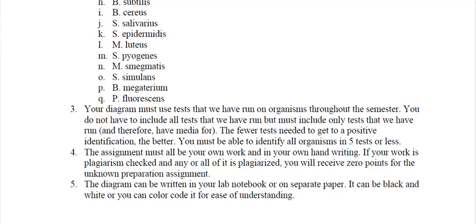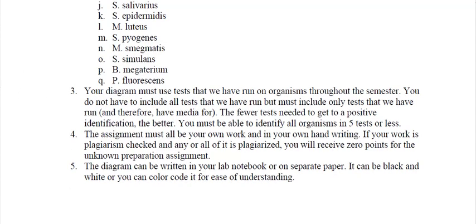Step 5, the diagram can be written in your lab notebook or on a separate paper or separate papers. It can be in black and white, or you can color code it for ease of understanding. So if you were to go into the laboratory, I know many students in past semesters like to color code it so that when they use it, they can see it, and they know what their flow is, and they know what they're looking for, and it's easier.